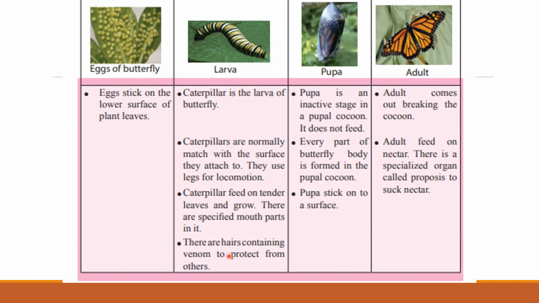And after completing the larval stage, it becomes the pupa. There, the caterpillar secretes a cocoon and lives within the cocoon. So it is an inactive stage. It uses the energy from the food that it stored within its body during the larval stage.